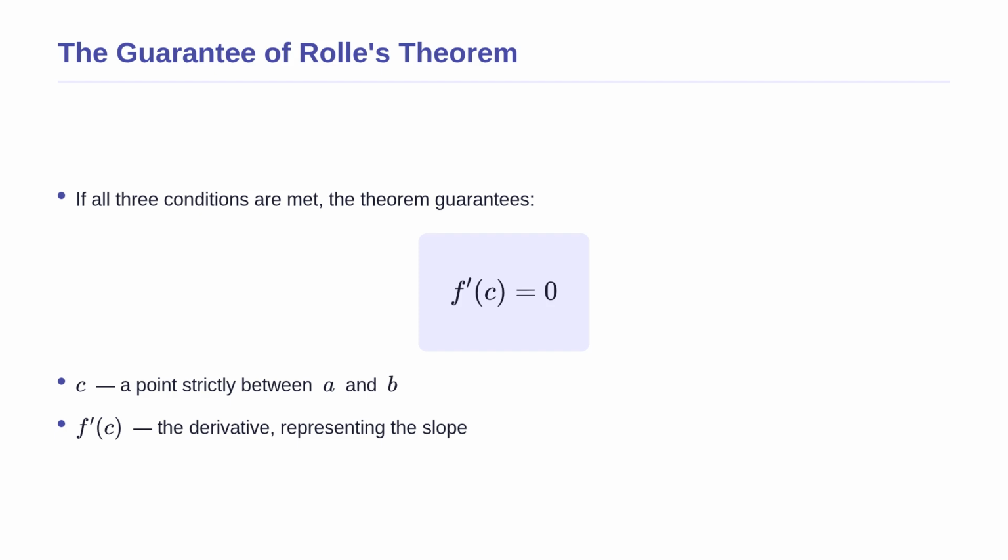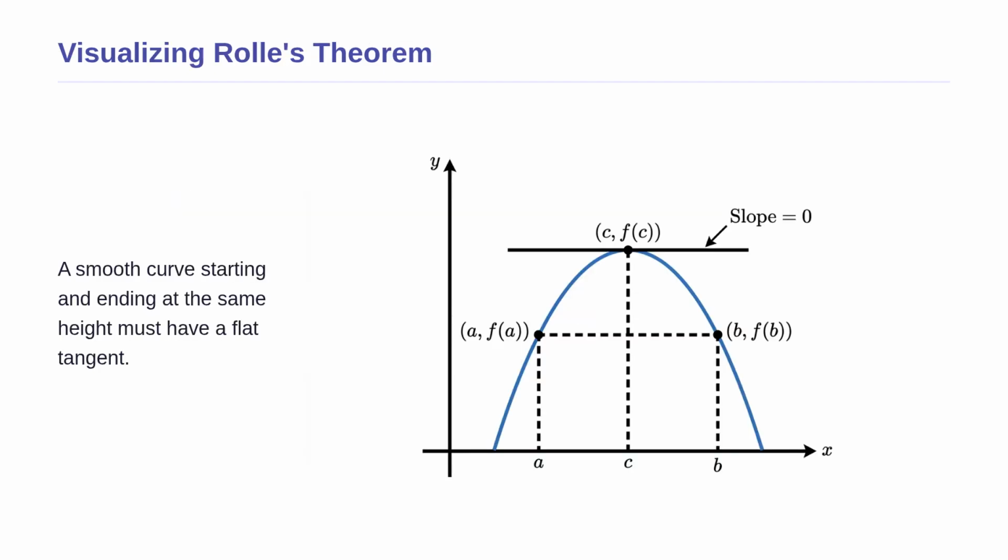The point c is simply the horizontal coordinate where this flat spot occurs. If the curve wiggles up and down, there might be several such points, but the theorem guarantees there is always at least one. Before we move on, let us see this with a concrete visual example.